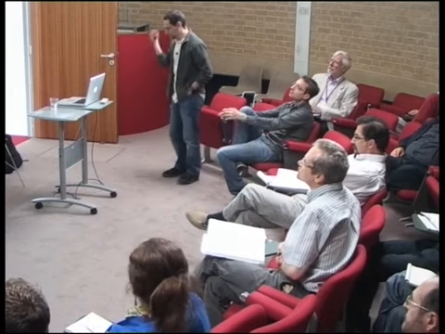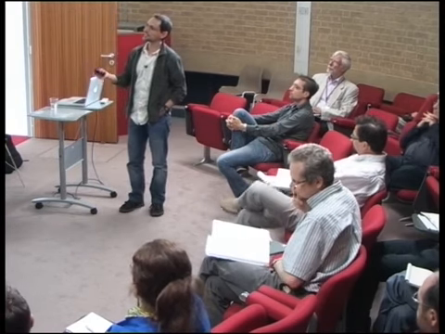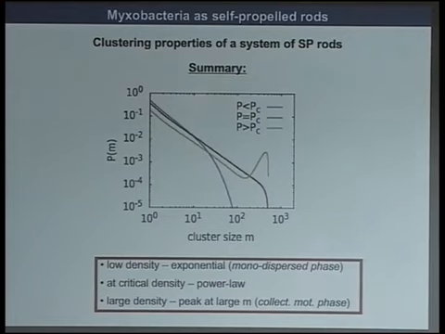So the conclusion is that for the self-propelled rods, and the theory I'm going to show you later, at low density, and I'm going to talk mainly about density because it's what we can control with the bacteria, not that much the aspect ratio of the bacteria, we expect an exponential decay. At the critical density, the power law. At large density, the peak at large cluster sizes, which is this object here.